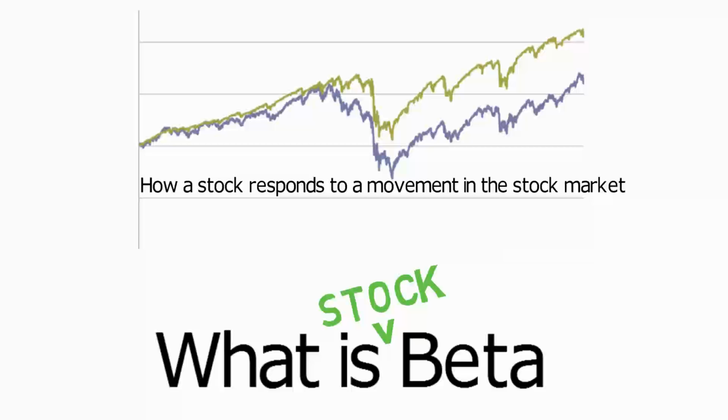Let's look at a quick example. We have three different stocks we're looking at. Stock 1, Stock 2, and Stock 3. Stock 1 has a beta of 1. Stock 2 has a beta of 0.5. Stock 3 has a beta of 1.5. So what does this mean?